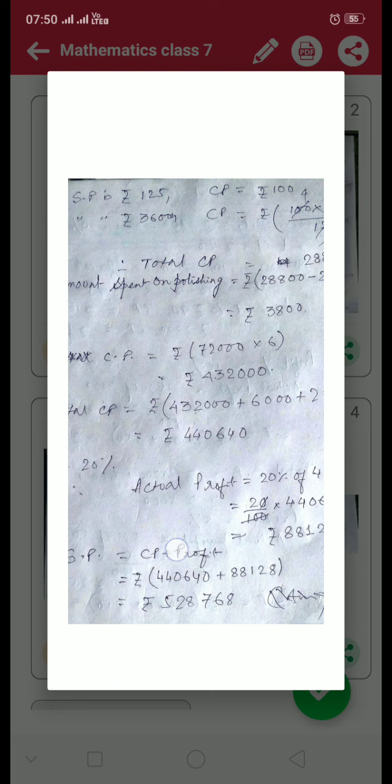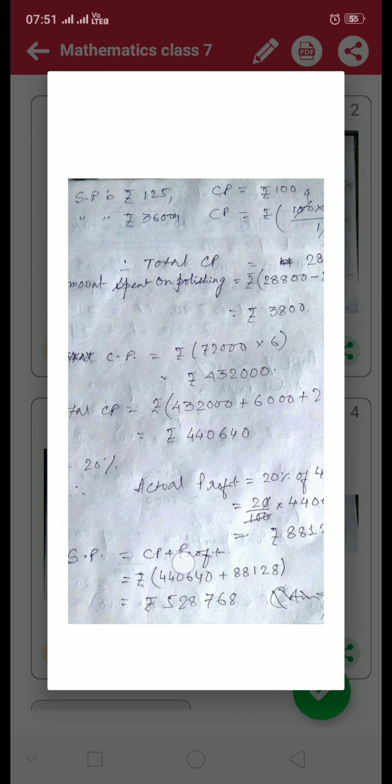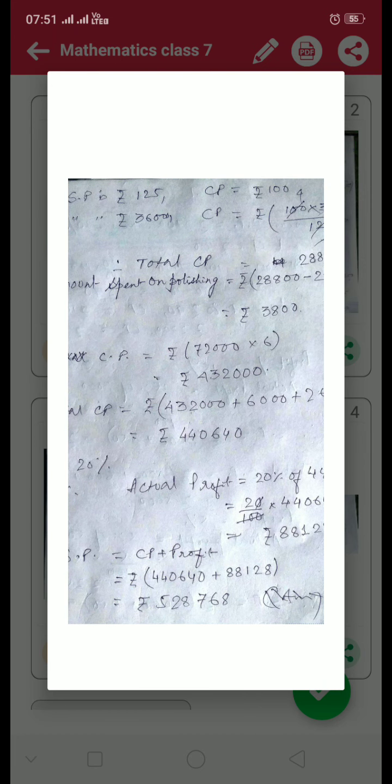So 6 into 12, 72 tables, and spent rupees 6,000 on polishing, and this much on transportation. At what price should we sell the table? First of all, we will find the total CP. 72,000 is the price of 1 dozen tables, and she has bought 6 dozen. So total CP will be the product, 4,32,000. This is the CP of the tables.